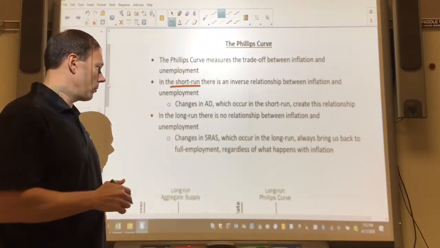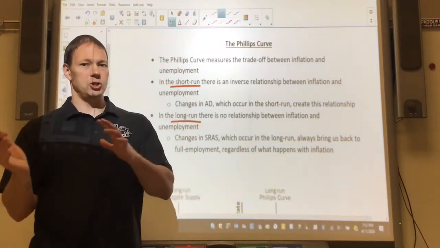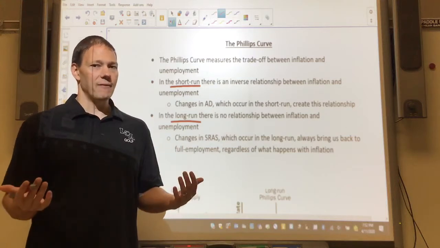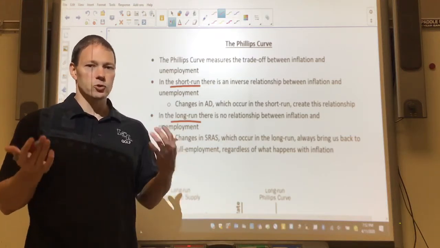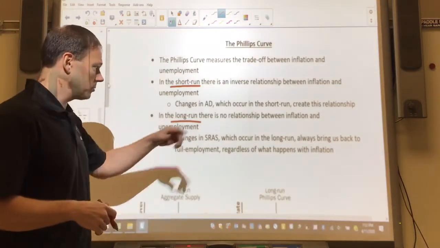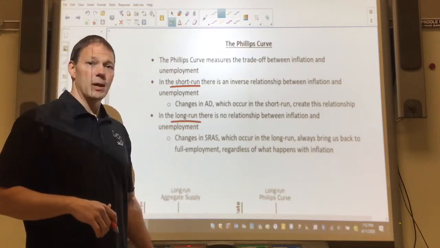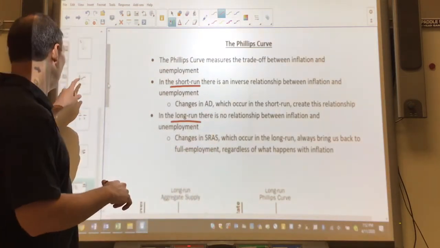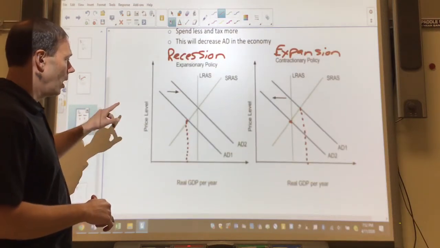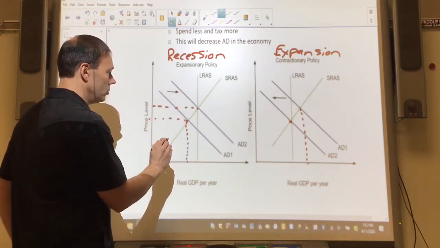What did we learn a moment ago, though? In the long run, remember, typically it's supply that shifts. And we're going to see in a second here, when supply shifts, it does not follow this neat and tidy inverse relationship. We'd say there is no relationship in the long run, and that's because changes in SRAS, which occur in the long run, bring us back to full employment. And remember, we showed a moment ago, and I'll remind you this real quick, I think right here. So remember, from here to here, what happens to prices?